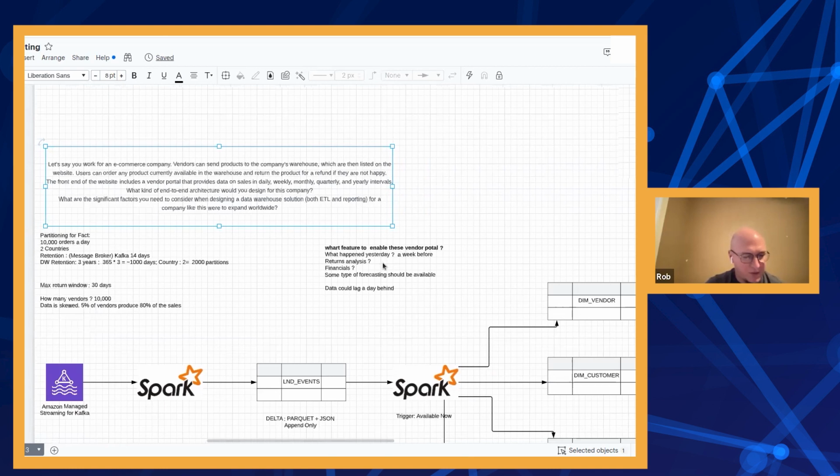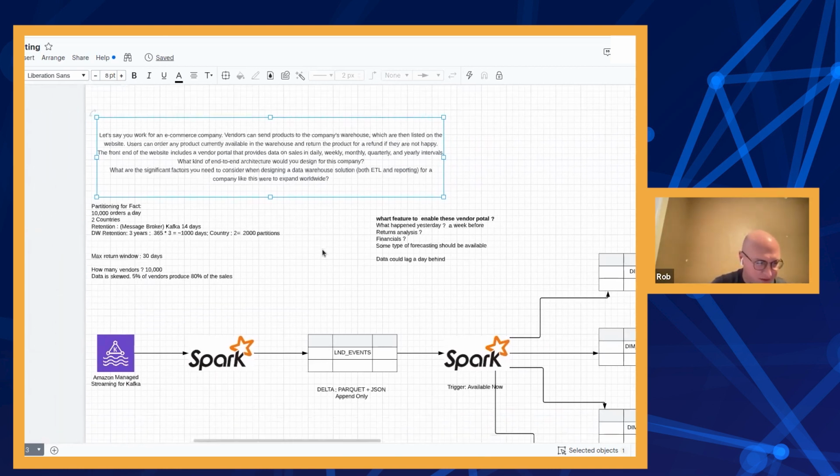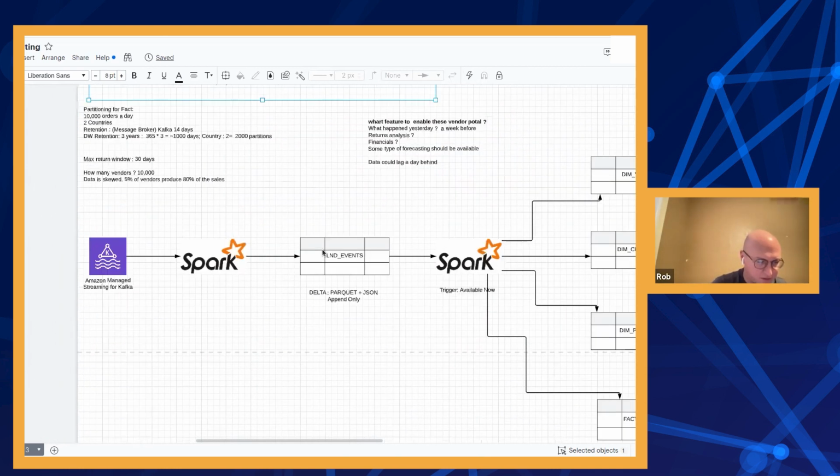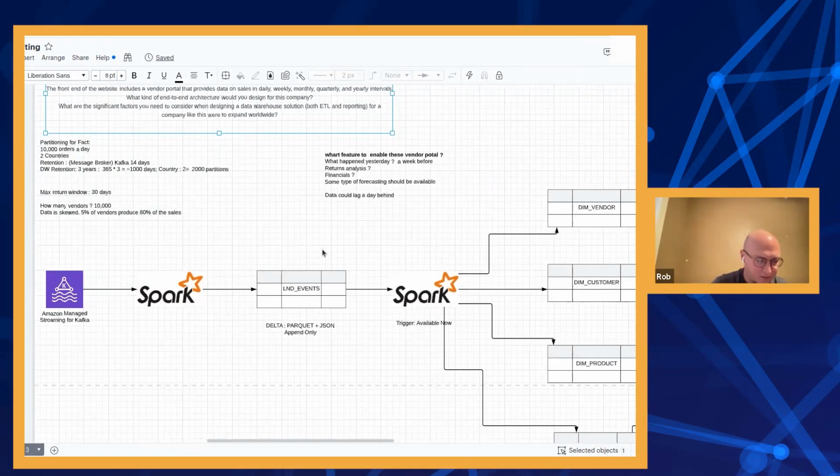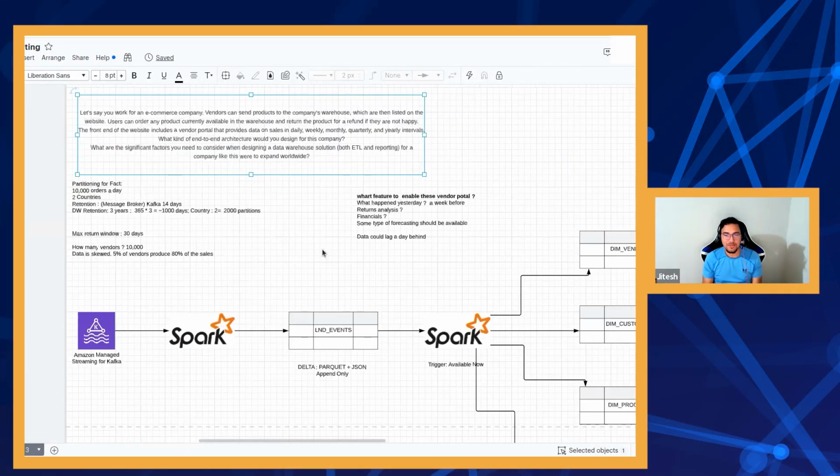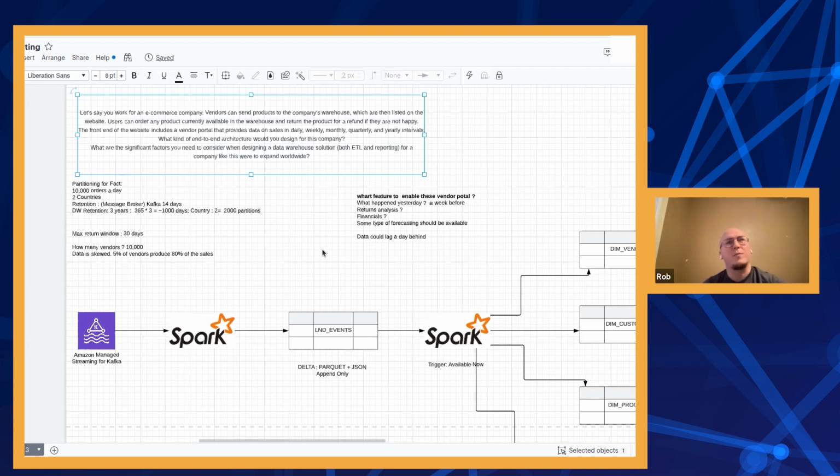I had some follow-up questions here, but I can't find them. Let me go back. I'm sorry. Oh, here it is. We also need to talk about refunds, because I have not mentioned how we're going to handle refunds. Oh, I was just wondering at what point it would be considered refunded.